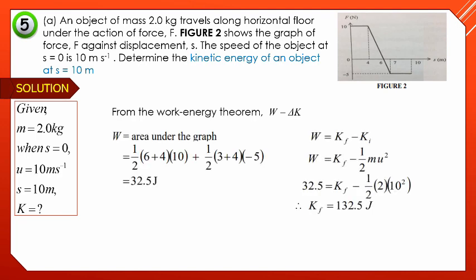Question number 5a. Figure 2 shows the graph of force F against displacement s. From the graph, we need to determine the kinetic energy of an object at s equal to 10 meters. To calculate the kinetic energy, first we use the work energy theorem. The work done on the object is represented by the area under the graph and is equal to 32.5 joules. When we substitute into the work energy theorem, we get the kinetic energy of the object at s equal to 10 meters, which is 132.5 joules.